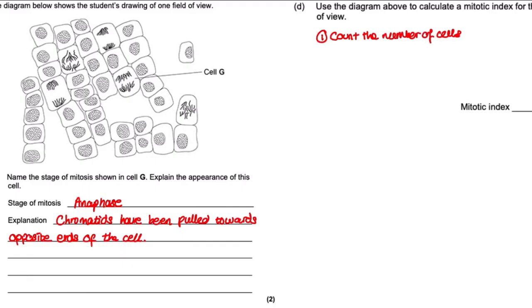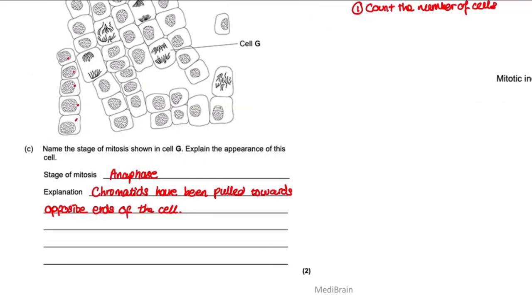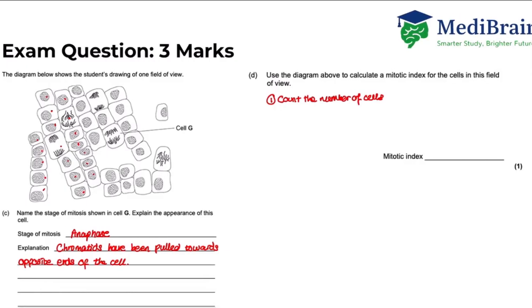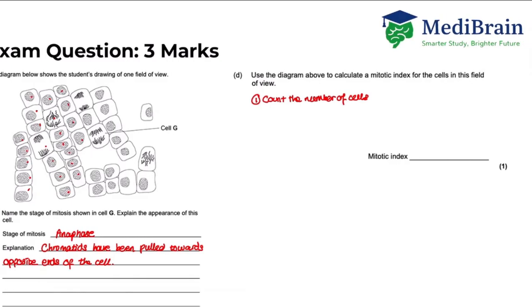Okay, so we've got 1, 2, 3, 4, 5, 6, 7, 8, 9, 10, 11, 12, 13, 14, 15, 16, 17, 18, 19, 20, 21, 22, 23, 24, 25, 26, 27, 28, 29, 30, 31, 32, 33, 34, 35, 36, 37, 38, 39. Okay, so we've got 39 cells in our view. Then we need to see how many are in mitosis.